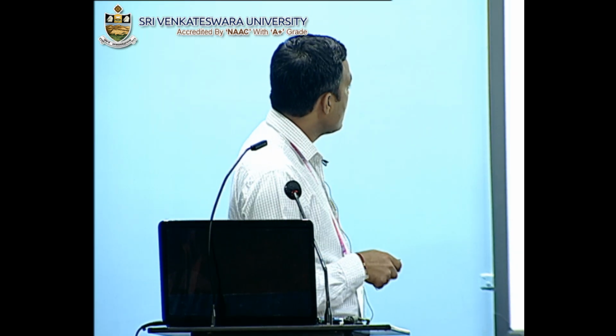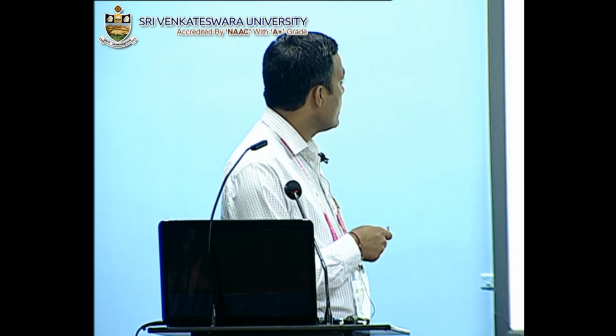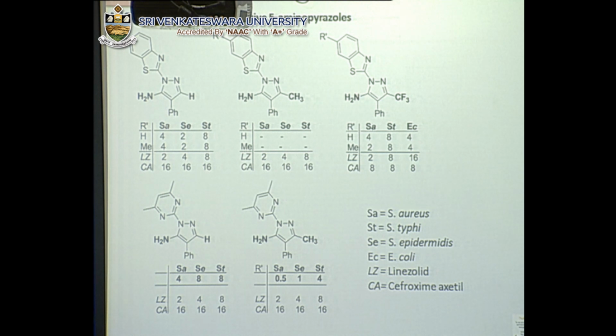So these are some results of the antimicrobial activity of these aminopyrazoles. Here you can see when you change this group from this side to this side, there is a loss of activity. However, insertion of a trifluoromethyl group on the pyrazole 3rd position again increases the activity. And if you move from this benzothiazolyl heteroaryl group to a pyrimidyl group, then again the activity increases.